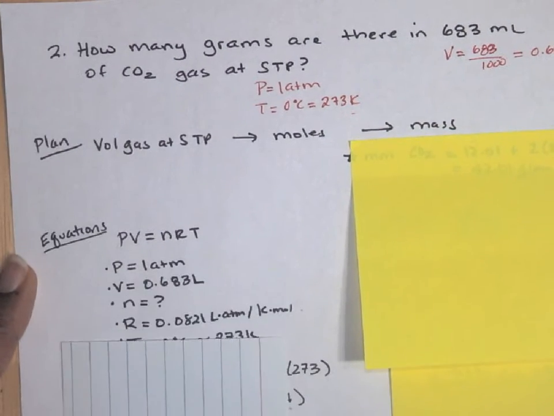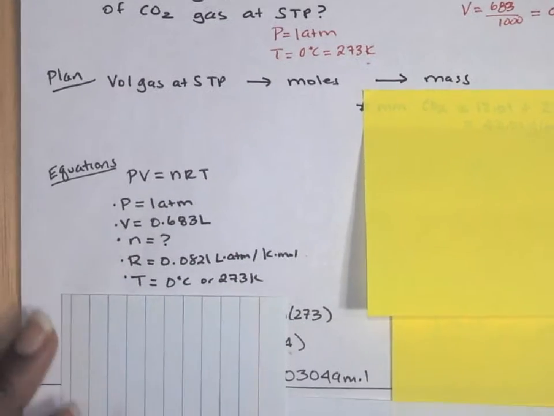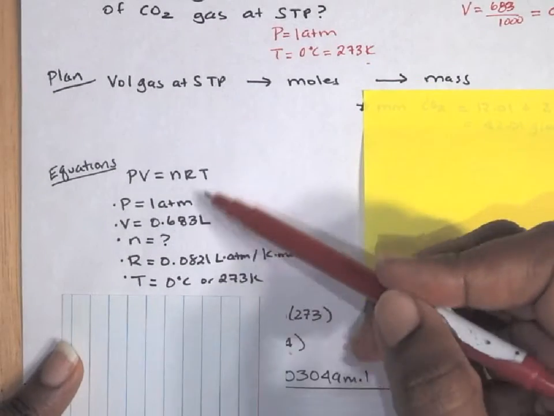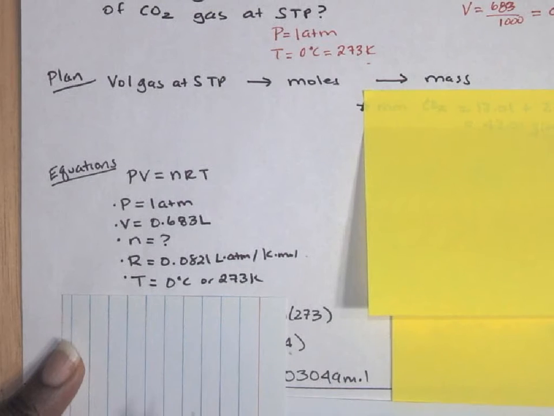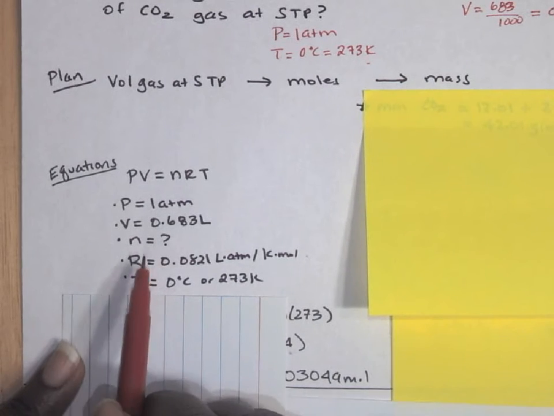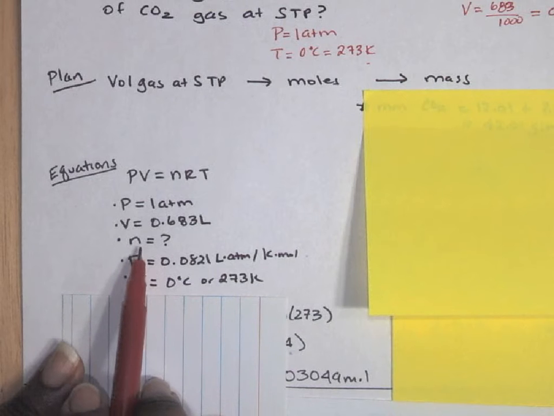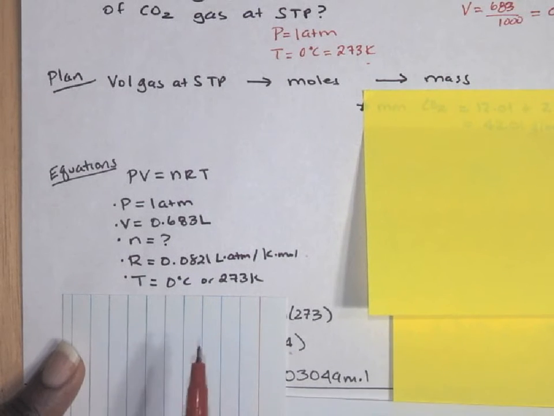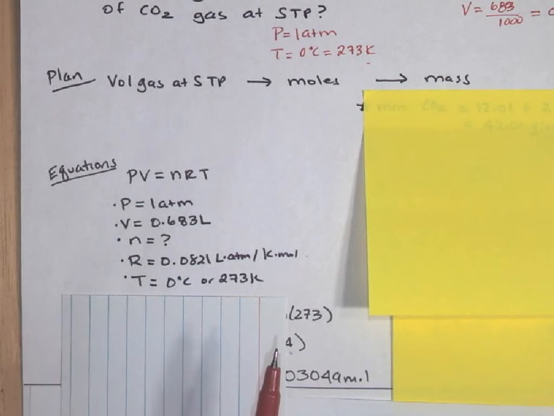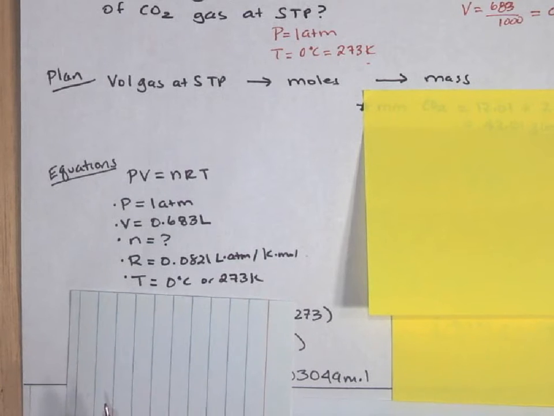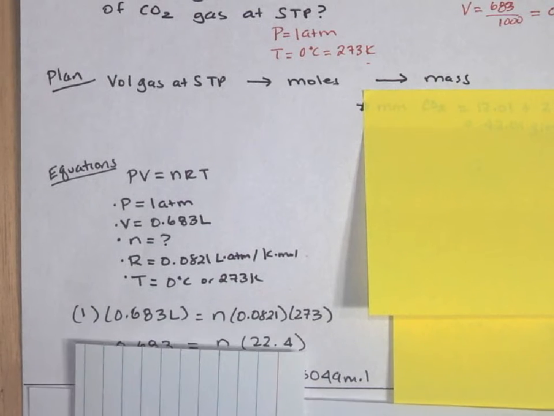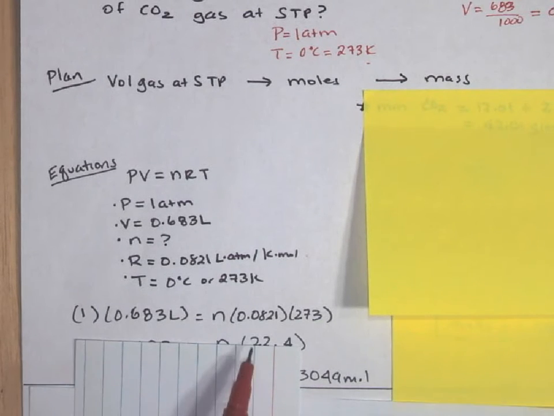So this is my information here. What I'm going to do is plug these values into my PV equals nRT equation. Remember, n is your moles. So go ahead and take a moment to plug that in. Leave n as your unknown, so that won't have a number. Okay, so when you've plugged that into the equation, you should have this.